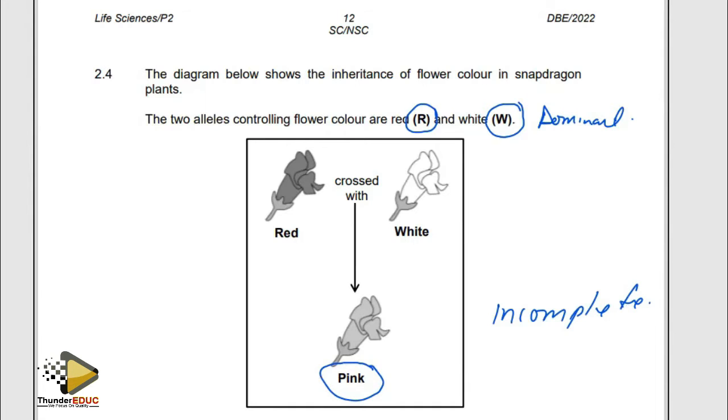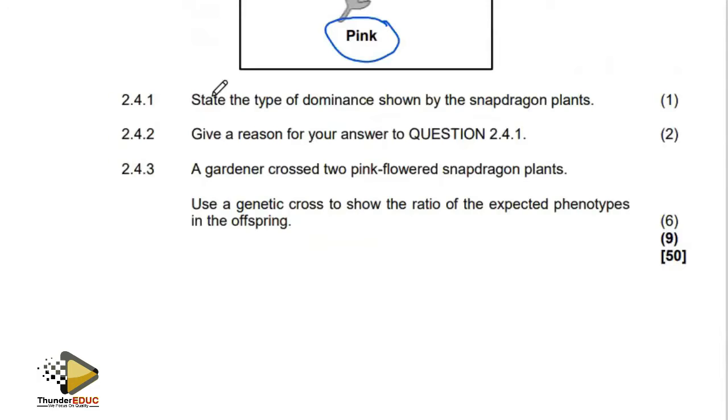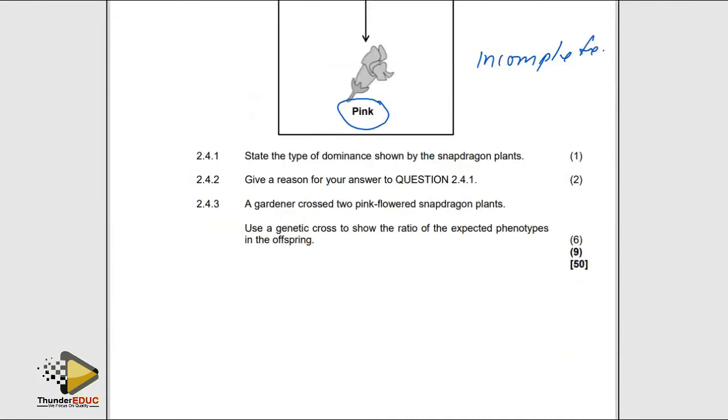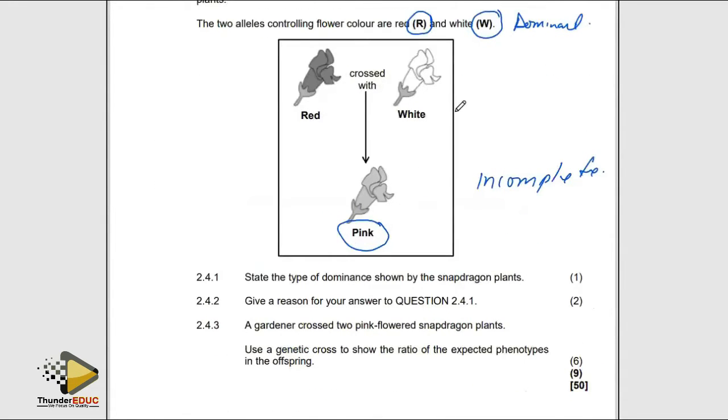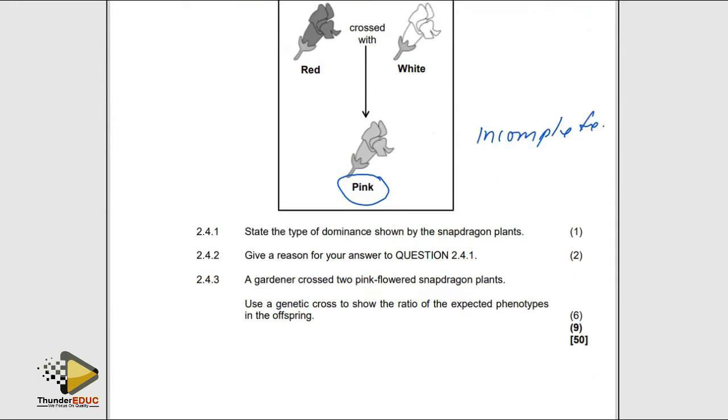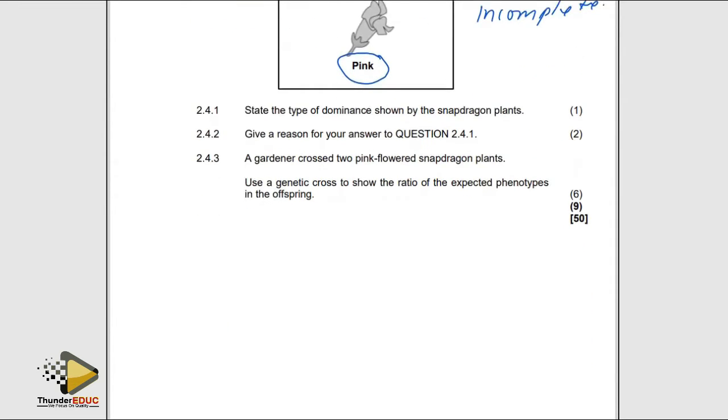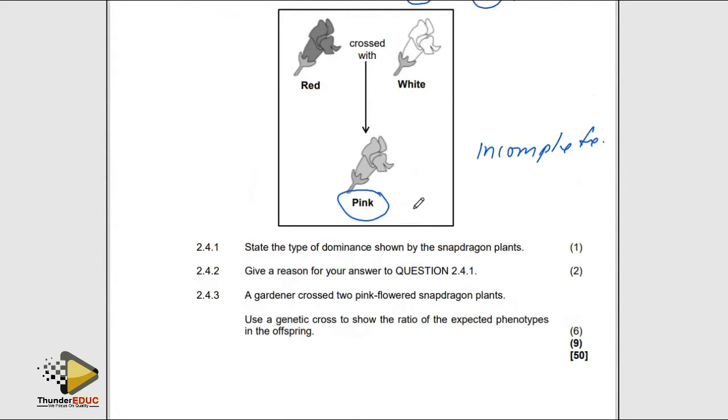So let's go to the questions and we see. They are saying, state the type of dominance shown by the snapdragon plants. We have seen that it is incomplete dominance. If it was complete, we would have got either red or white in the offspring, or both: some of the organisms red and some white. If it was codominance, we would have got a mixture of red and white. But now we get an intermediate, therefore it is incomplete dominance. Give a reason for your answer. We have explained it: an intermediate color was produced.